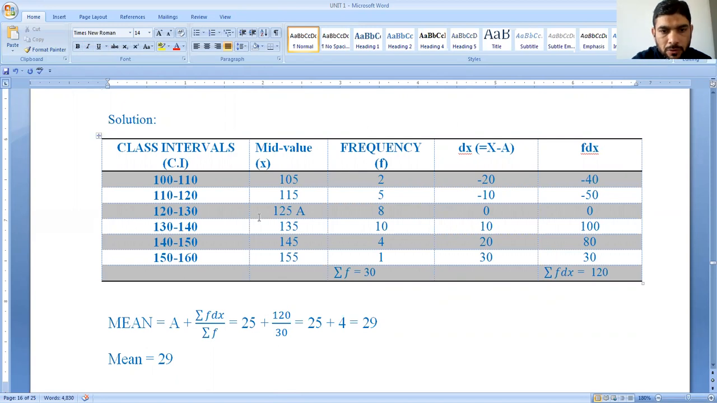Sorry, what we have taken over here? We have taken 125 over here. So 125 we have to put, not the 25. So it will be 129, and 129 is our answer. The assumed mean is 125, not 25. So we have got the answer as 129.